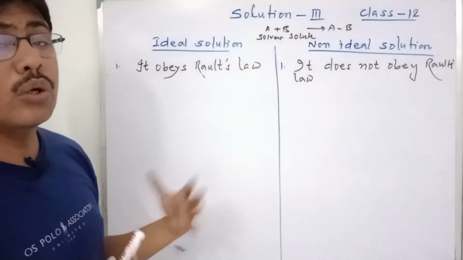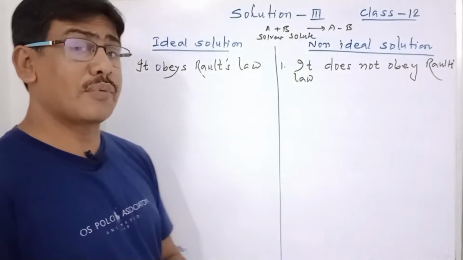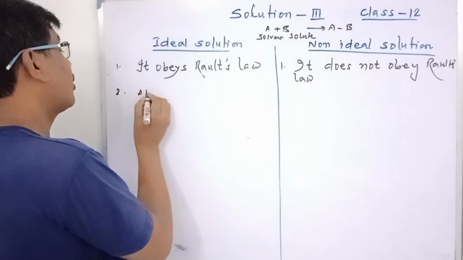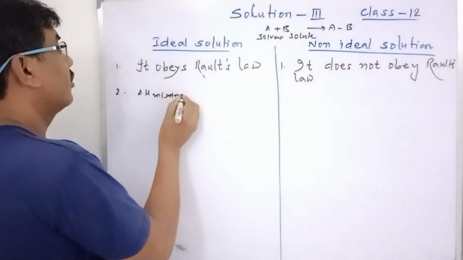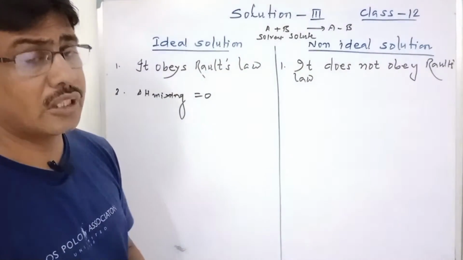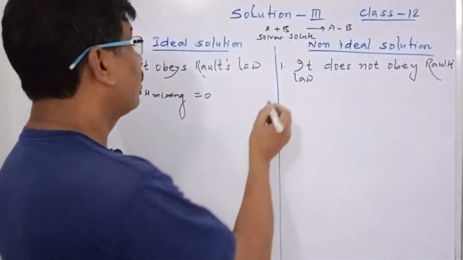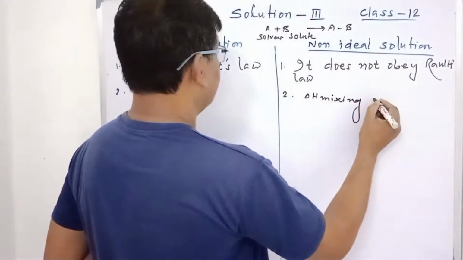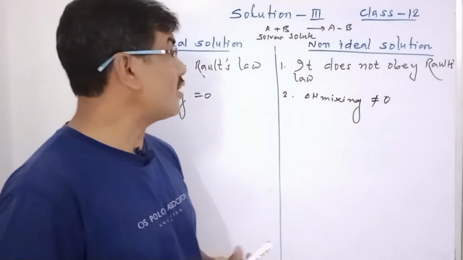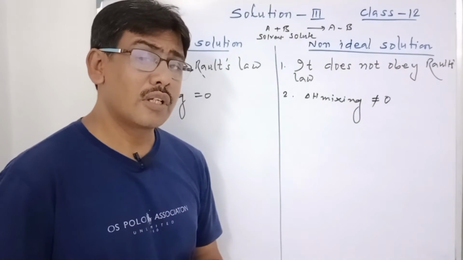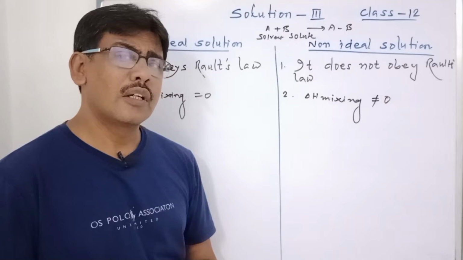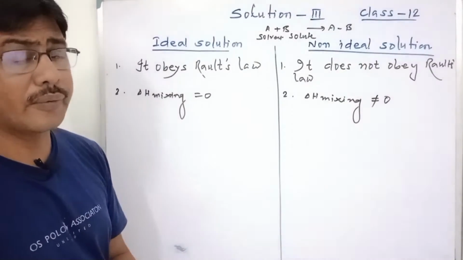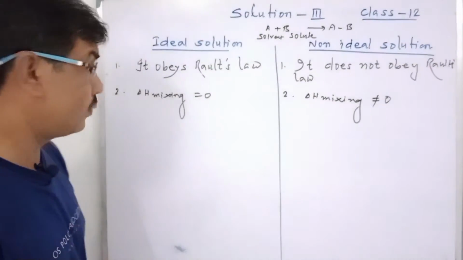For an ideal solution, there is no heat evolved or absorbed. The change of enthalpy, delta H of mixing, is equal to 0. That is, there is no change of enthalpy. But for a non-ideal solution, delta H of mixing is not equal to 0. That is, if the solid particles are dissolved in a solvent, then there is a significant change of heat. That is, there is a change of enthalpy. Delta H of mixing is not equal to 0.